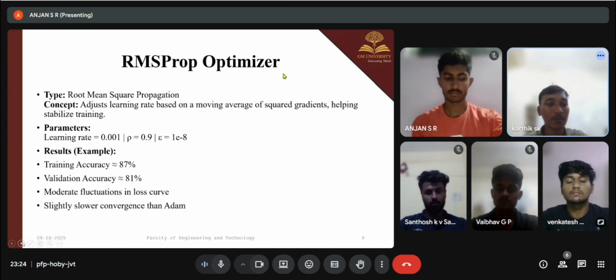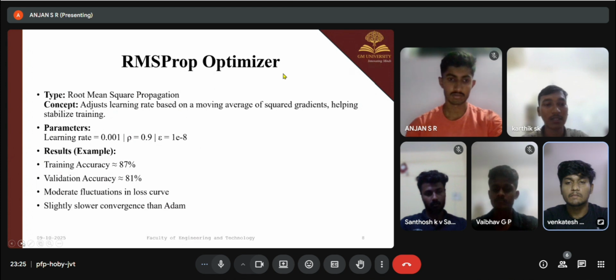where it gives a training accuracy of 86% and a validation accuracy of up to 81%, with moderate fluctuations in the loss curve, but slightly slower convergence than Adam. Compared to Adam, RMSprop gives slower convergence in the curve, and its training accuracy and validation accuracy are lower than Adam's. Next will be continued by English.